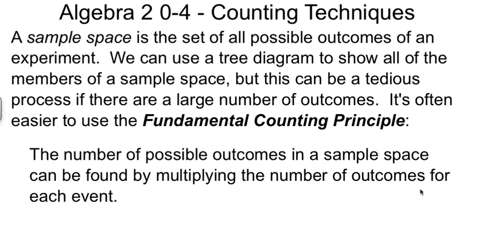Now we could use a tree diagram to show everything that's in a sample space. But if you have a large number of outcomes, this can get to be a pain. So sometimes it's easier to use what's called the fundamental counting principle. And the idea here is you take the number of outcomes for each thing and multiply them together to make the total number of possibilities.